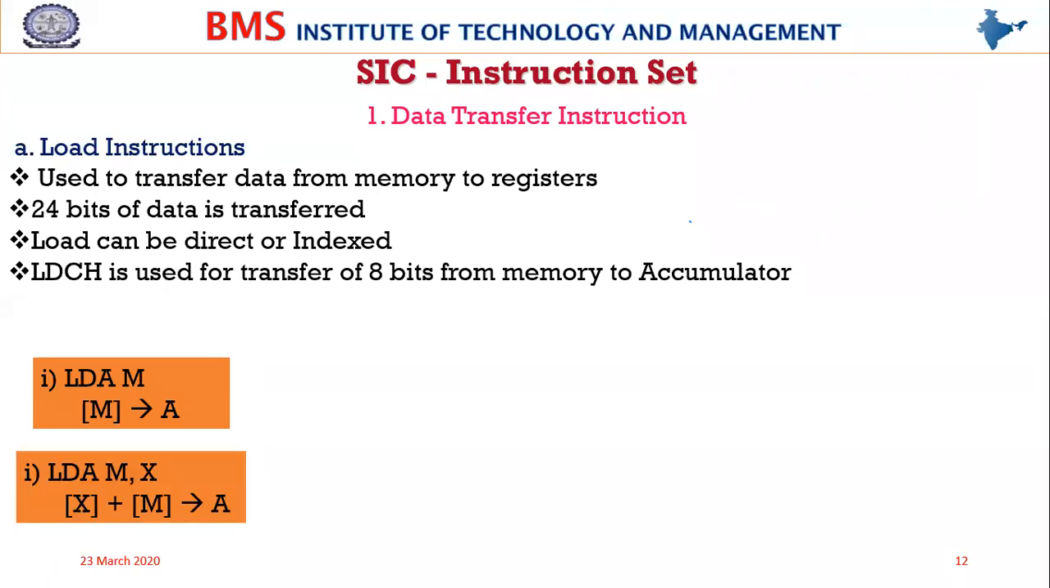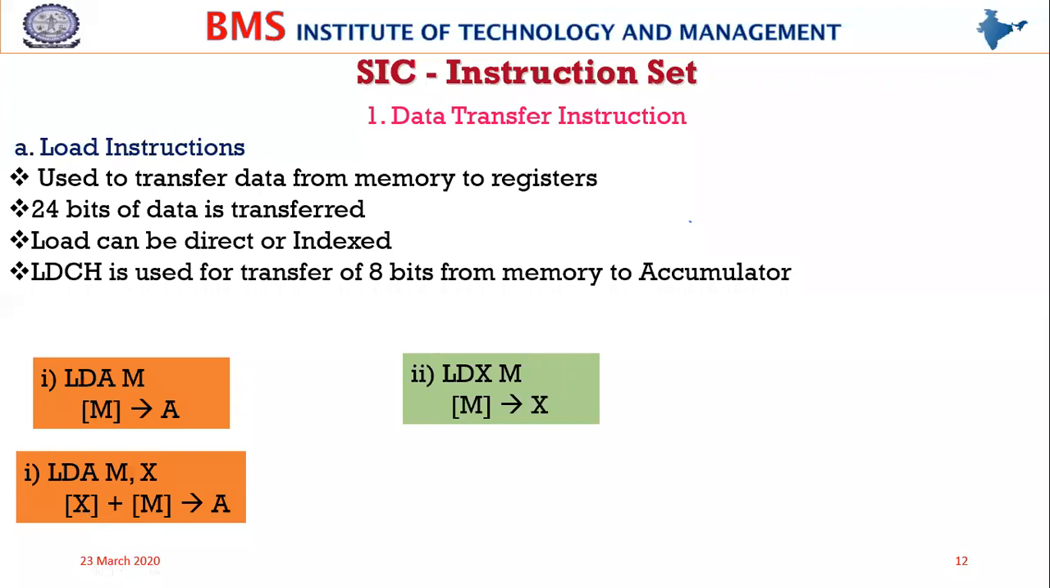So the same version with the indexing, LDA M comma X. Now contents of X is added to the address of M. The resulting target address will be used, or its contents will be loaded onto your accumulator. Right. Next, you can similarly load with the other two registers also.